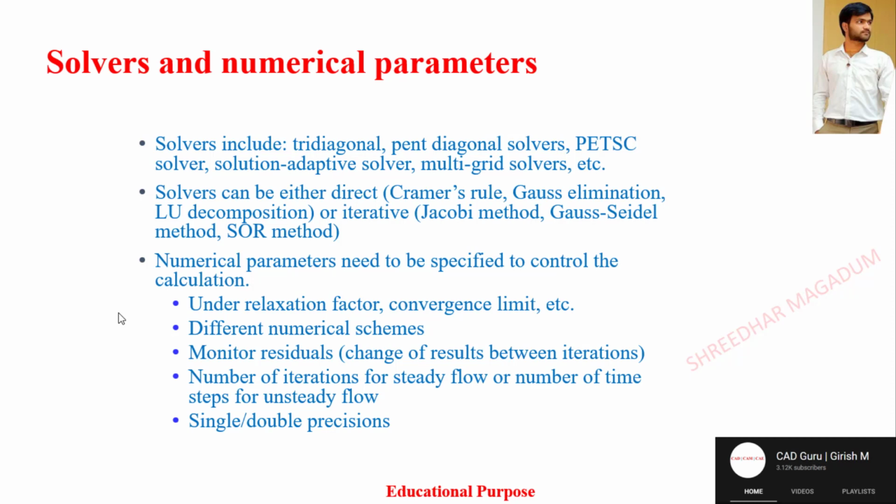Numerical parameters need to be specified to control the calculations. When you get the results, we need to consider the residuals, like the change of results between the iterations. Let's say I consider the CD and CL, the coefficients of drag and lift, how exactly they change with respect to iterations, whether the results are getting converged or not, we need to check, right? Then precision, which requires single or double precision, and the different numerical schemes we need to choose. All these things will matter.